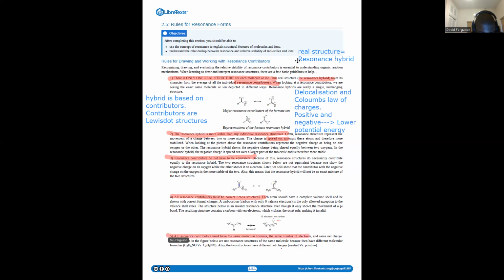So the same molecular formula, same number of electrons and same net charge. So these are what contribute to how we weight these things. It being a correct Lewis dot structure, it having the same molecular formula, same number of electrons, same net charge. This is the guidance that we use when we're determining whether this is even a proper contributor, whether it's even a contributor to the resonance hybrid.